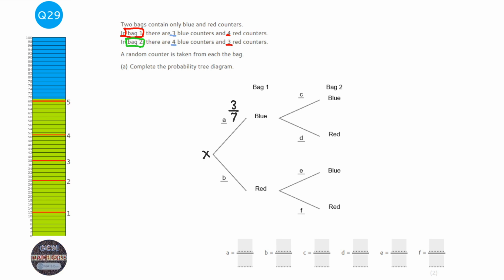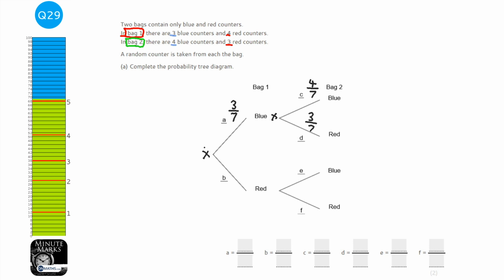So we move on. We've picked a blue from bag 1, so we're currently here, and we look at bag 2. Well, in bag 2 there are 4 blue counters and 7 in total. Let's go back a little bit. Let's go back to if we picked a blue in bag 1. Well, we could have picked a red in bag 2. So there are 3 reds and 7 blues.